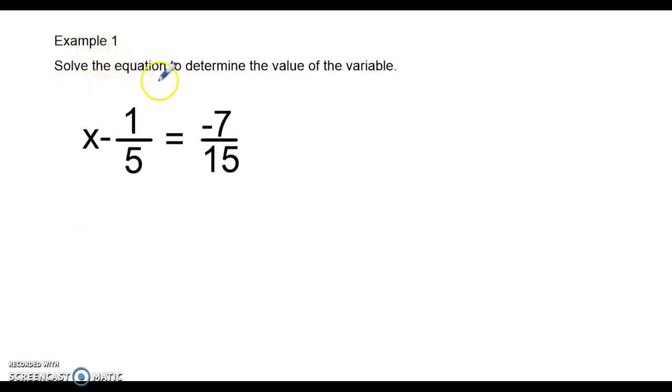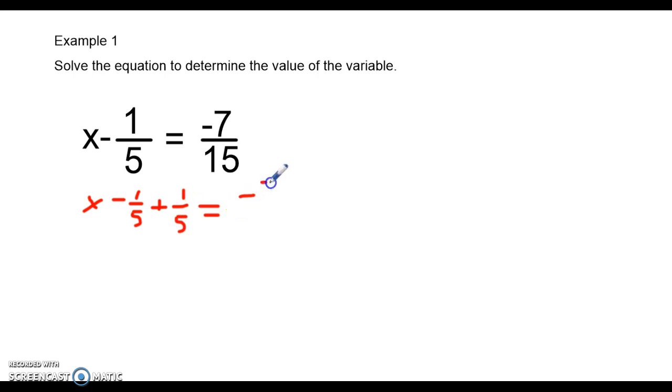Copy this down. Example number 1: solve the equation to determine the value of the variable. So let's copy the equation down here, and we'll work from here. So we know in order to solve for a variable, we have to isolate the variable, or get the variable alone, and we do so by doing opposites. So on the left side of the equation, where the variable is, we're subtracting 1/5. So let's do the opposite, and we will essentially add 1/5 to both sides. Okay, so x minus 1/5 plus 1/5. And we'll do that to both sides.